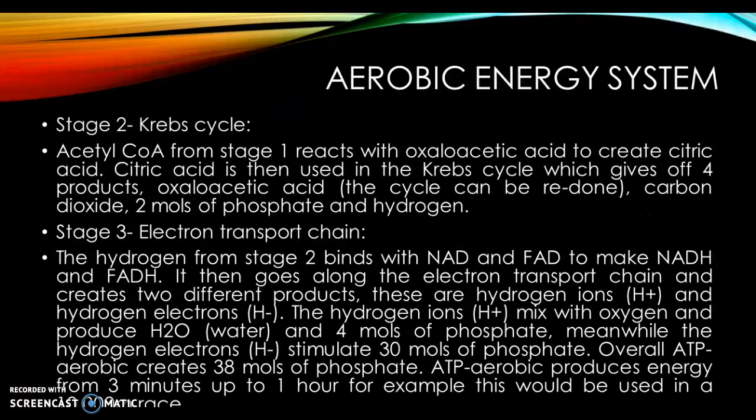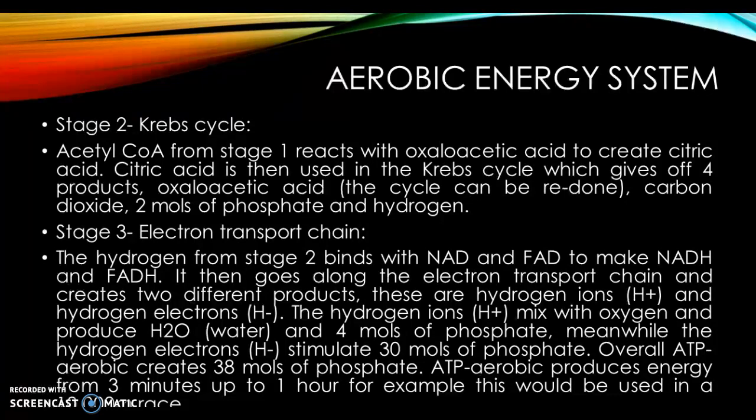Stage 2, Krebs cycle. Acetyl-CoA from stage 1 reacts with oxaloacetic acid to create citric acid. Citric acid is then used in the Krebs cycle, which gives us 4 products: oxaloacetic acid, so that the cycle can be redone, carbon dioxide, and 2 moles of phosphate and hydrogen.